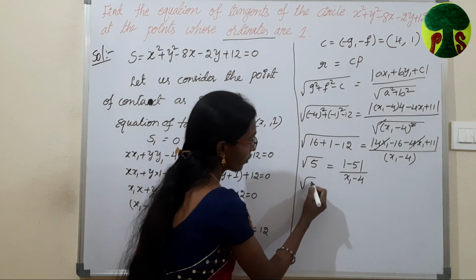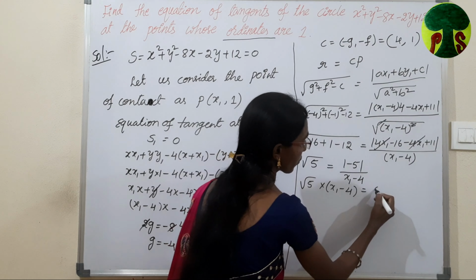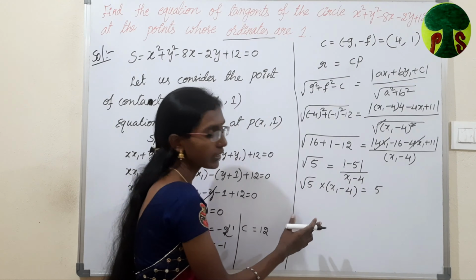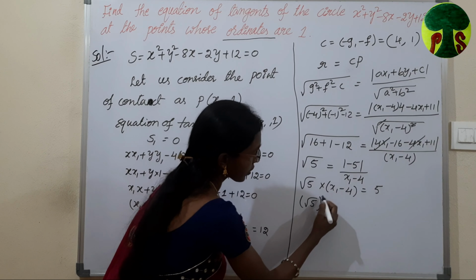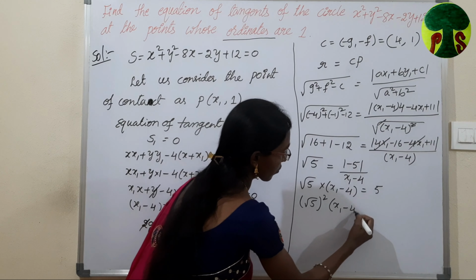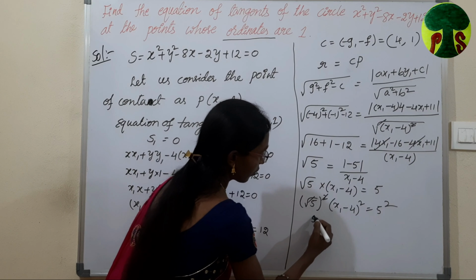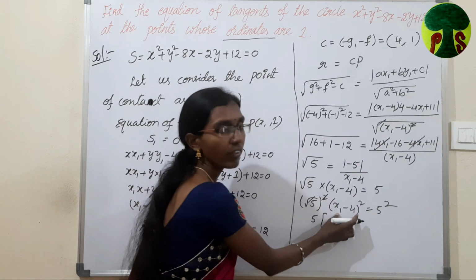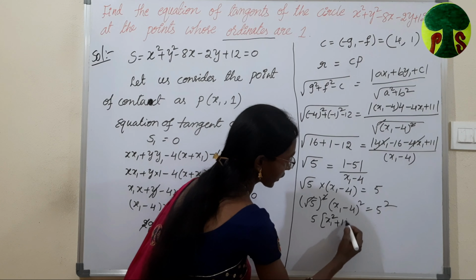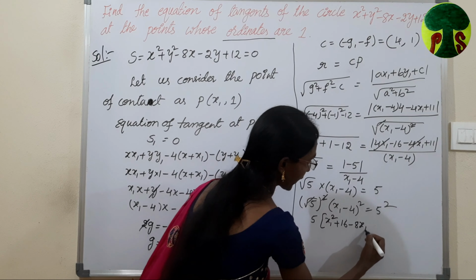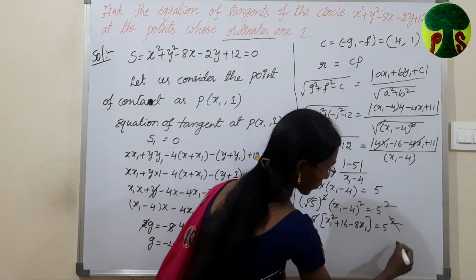Now square root of 5 into x1 minus 4 is equal to 5. Squaring on both sides, we will get square root 5 whole square into x1 minus 4 whole square is equal to 5 square. The square root gets cancelled. 5 into, it is in the form of a minus b whole square. We have to use that formula: x1 square plus 4 4s 16 minus 4 2s is 8, 8x1, is equal to 5 square. 5 once, this 5 gets cancelled.